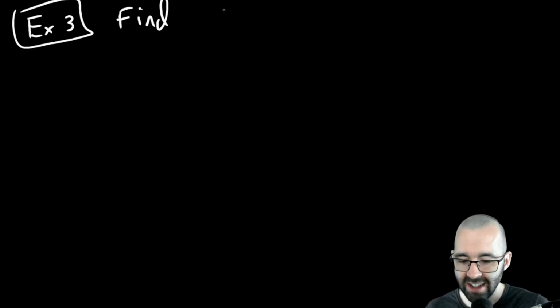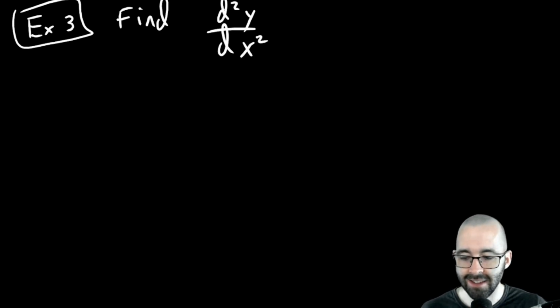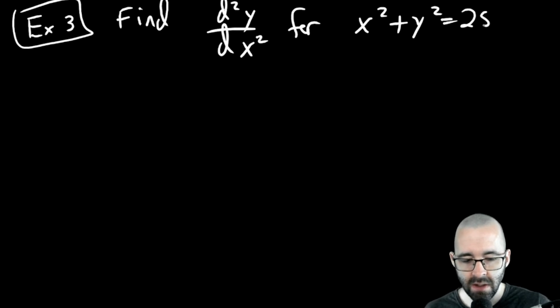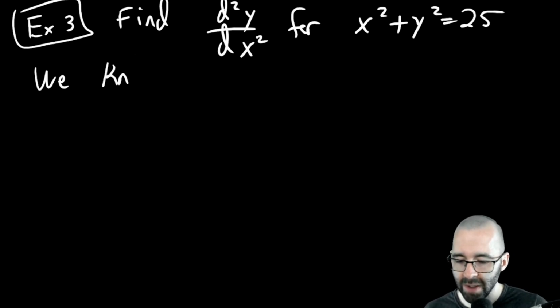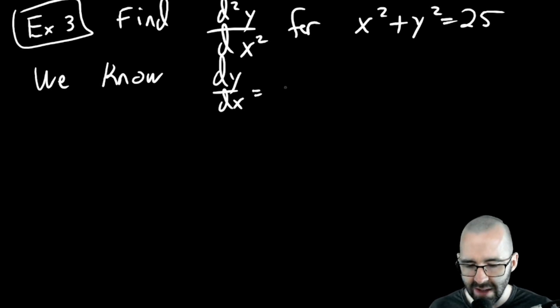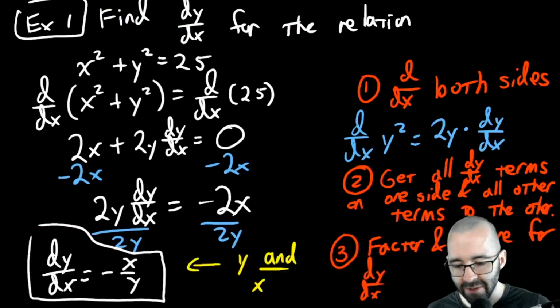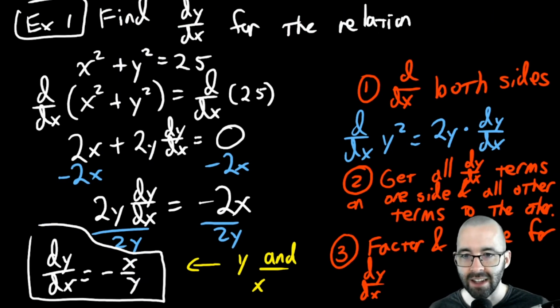This one's really good. Find the second derivative of y with respect to x for our circle, x squared plus y squared equals 25. So we already found dy/dx from the first video, right? We know dy/dx from the first video was negative y over x, I believe. Or was it x over y? I think it was negative x over y from that first video. It was indeed negative x over y.